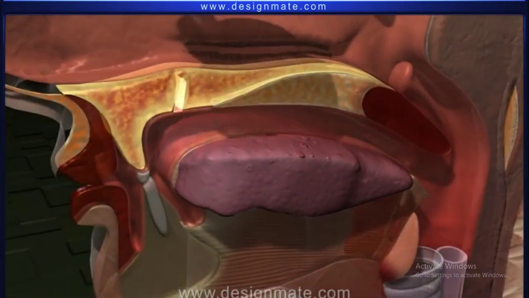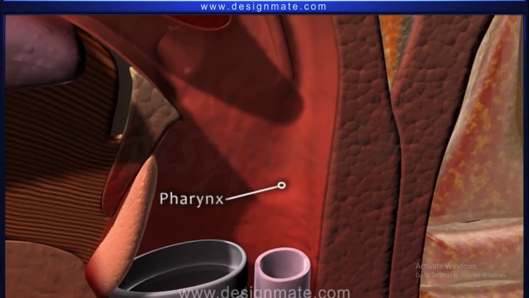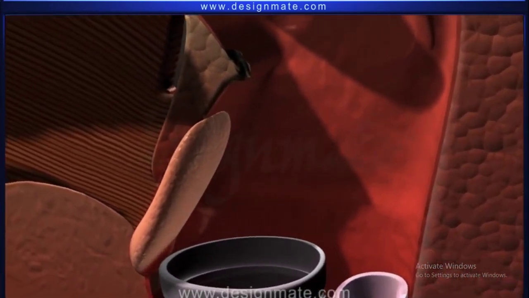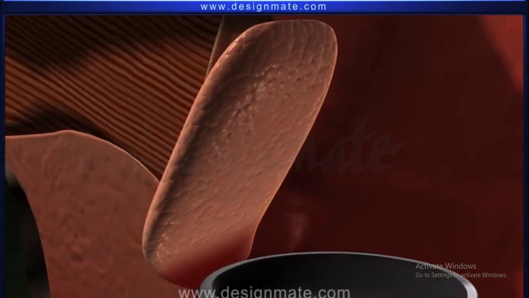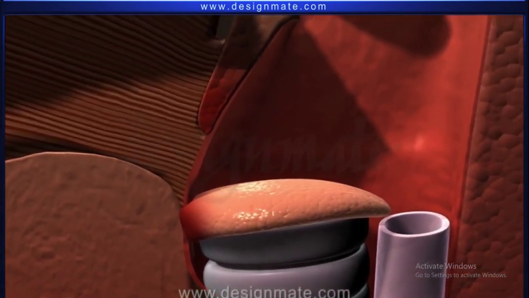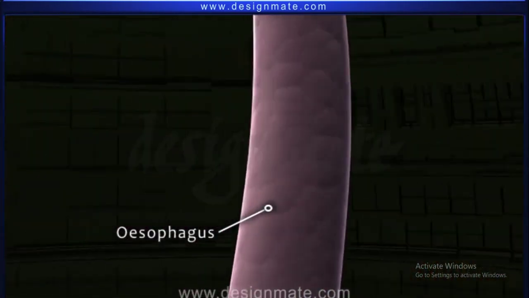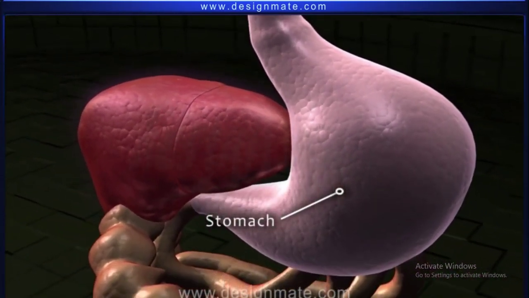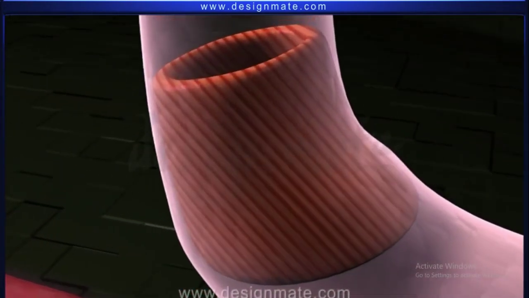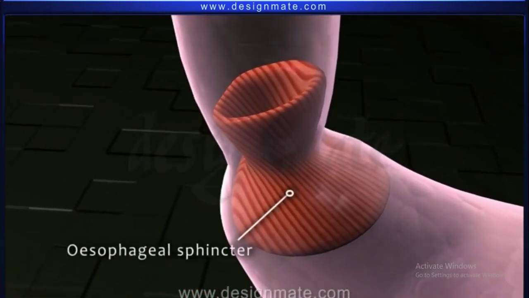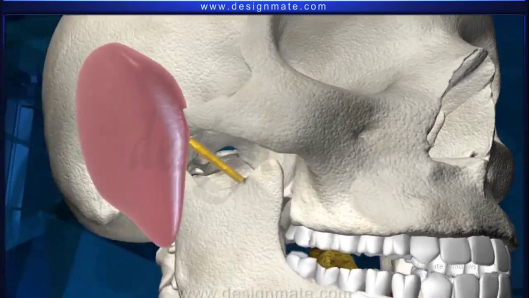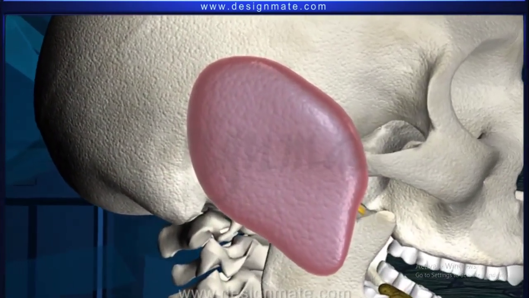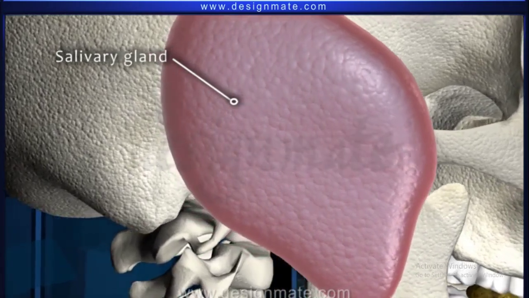The oral cavity leads through the pharynx into the tubular esophagus. At the tracheal opening, there is a small flap-like structure called epiglottis, which guards the opening of the trachea. The esophagus then opens into the stomach through a ring of muscle called the esophageal sphincter. Human skull shows the upper jaw and the lower jaw. The salivary gland is present near the upper jaw.